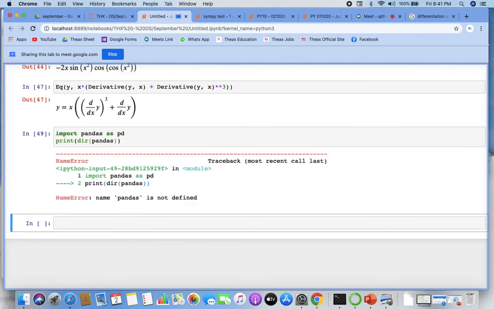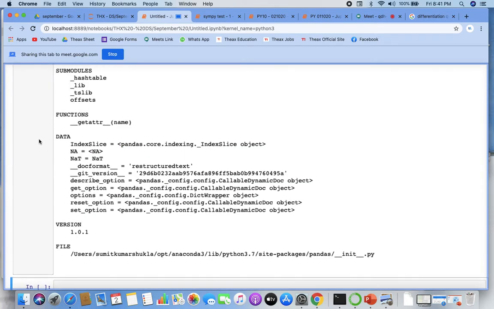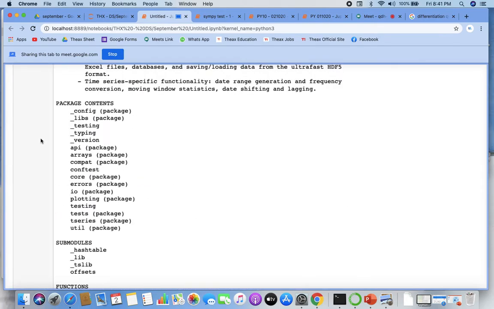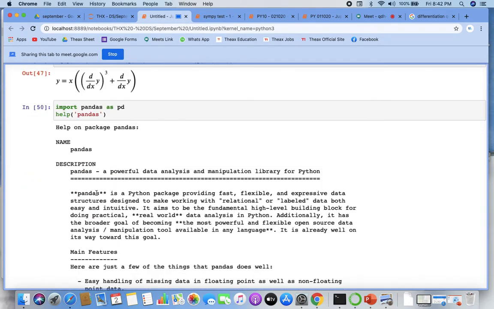I hope if I write help on pandas, I'll get it. One second. Package contents, right? So what is pandas all about? Let's see a description. A powerful data analysis and manipulation library for Python. As you can read up there, it is very fast, flexible and expressive data structures designed here.